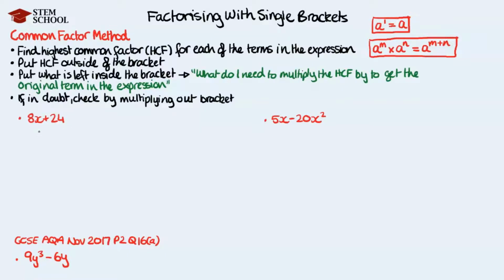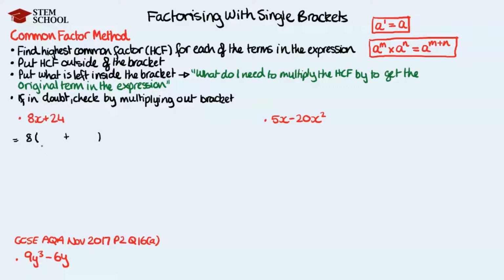The first step is to always deal with the numbers. So what are the common factors of 8 and 24? Well, the highest common factor will be 8, because we have 8 times 1 is 8, and 8 times 3 is 24. Now let's address the letters of each term. Now you only have the letter x in the first term, so it's not a common factor as it's not in the second term, so we can't put it on the outside of the bracket. So there we go, now we have to fill in the blanks, okay?